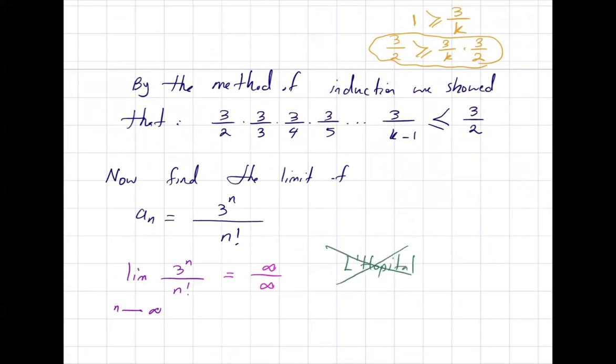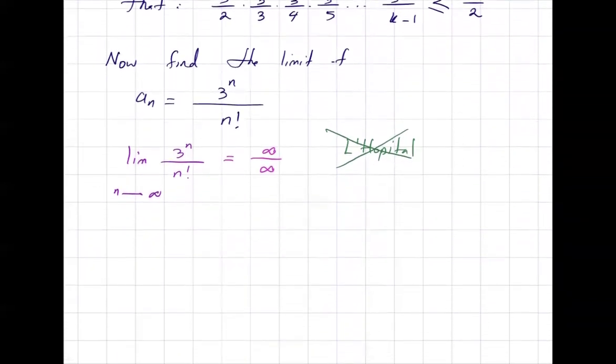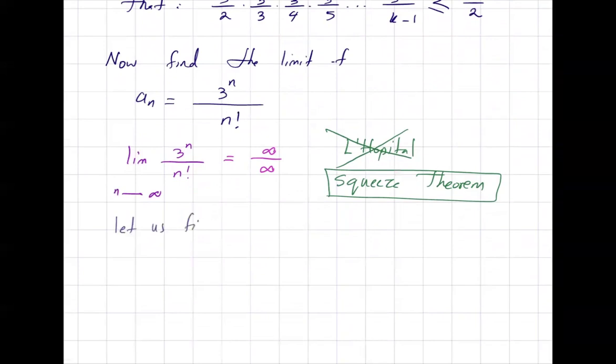What are you going to do instead? You're going to find the lower bound and upper bound for this sequence and use the squeeze theorem. So our goal is to use the squeeze theorem. So let us find a lower bound and upper bound for this sequence. An upper bound for the sequence 3 to the n divided by n factorial.